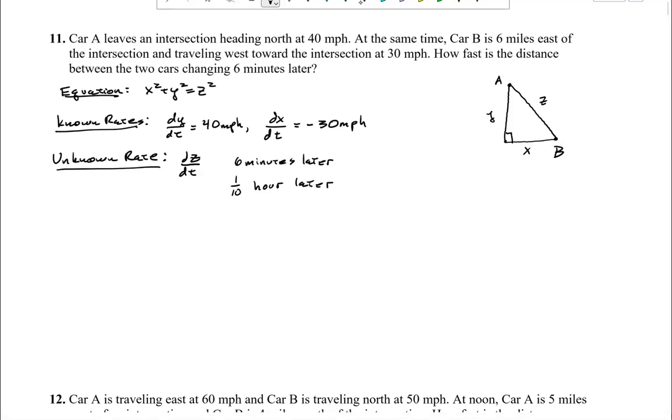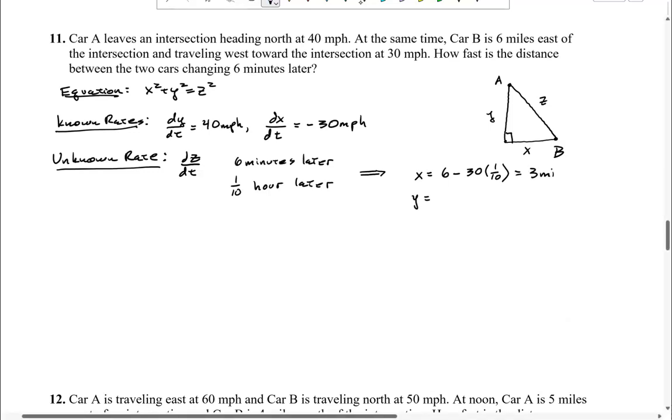So we'll take this information and we'll notice that car B was originally 6 miles east of the intersection. So the length of x is going to be 6 minus 30 miles per hour times 1/10 of an hour. Again, the car started 6 miles from the intersection and then travels toward the intersection. So it's going 30 miles an hour for 1/10 of an hour. Well, that should equal 3 miles.